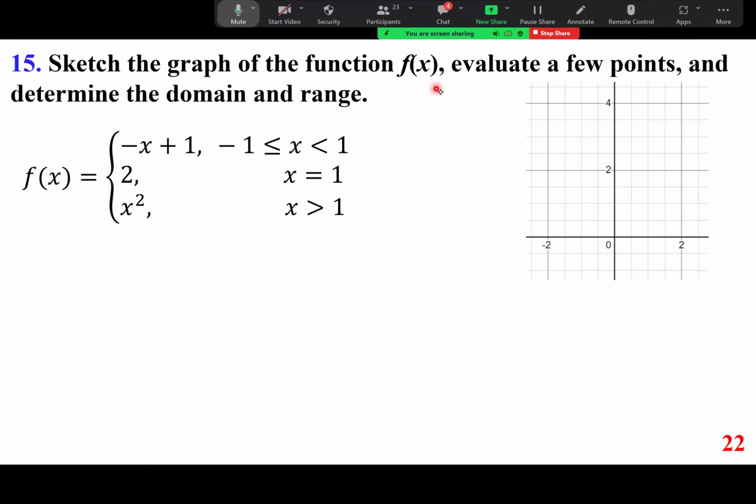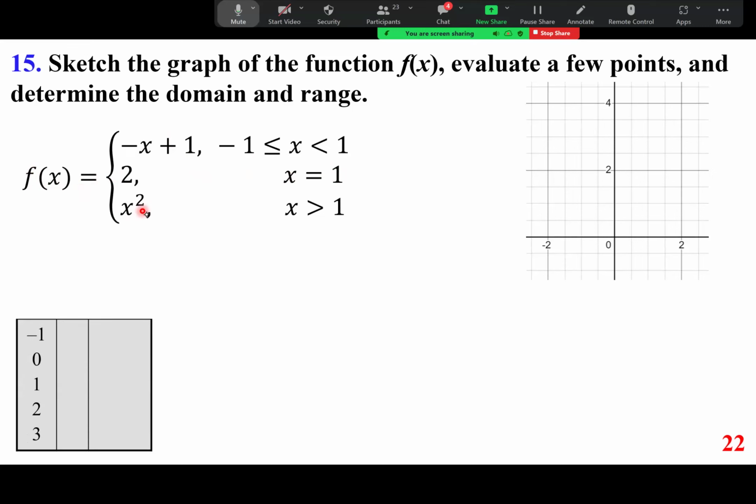I'm going to sketch the graph of this function. We've already gone through that so quickly. If you want to graph a piecewise defined function, first, don't pay attention to that and graph the 3 parts. One part is y equals minus x plus 1. One part is this, which is the pair 1, 2, and one part is y equals x squared.